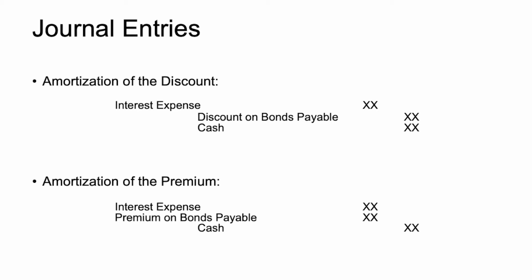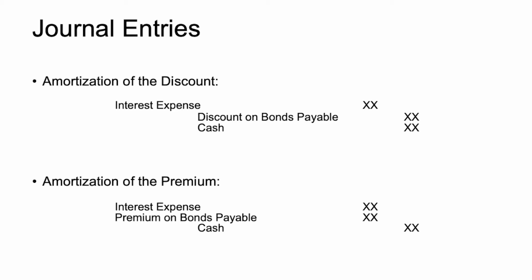Of course, for each of these, we're going to want to debit interest expense. And in the case of a discount, you want to credit out discount on bonds payable and credit cash. The reason we're crediting discount on bonds payable is because upon the issuance of a discounted bond, we're debiting that discount on bonds payable. So when we amortize, we want to slowly reduce that discount on bonds payable, thus pulling the bond closer to its face or par value. In order to do that, we must credit out the discount on bonds payable.